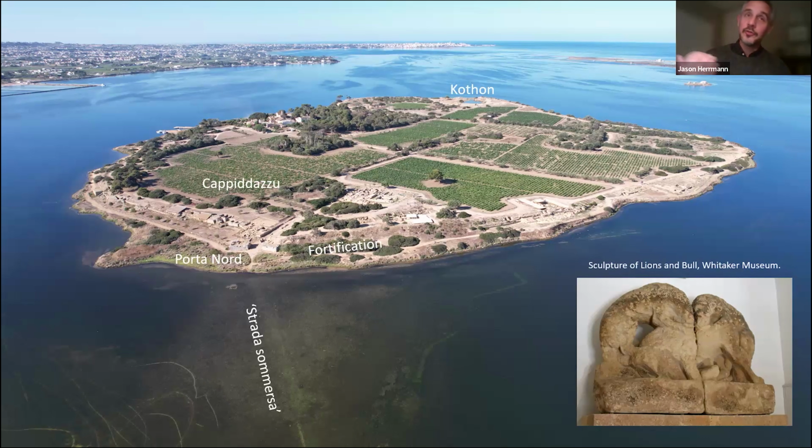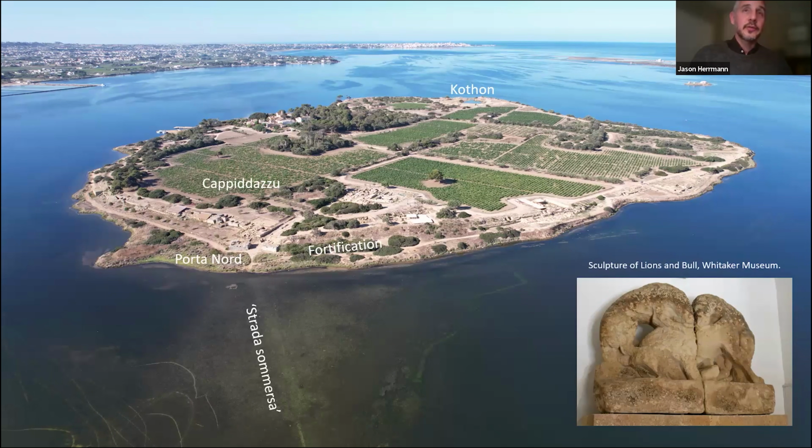and in the 5th century BCE, it had monumental fortifications surrounding the whole thing, and it was probably, and we'll show later on, a city absolutely packed with houses and streets, temples, small plazas. To get there, you would pass through a fortified gate with 3 kind of passes as you go in. And one of the first things you would encounter is a monumental temple called the Cappiddazzu. So you pass across the Strada Submersa, through Porta Nord.